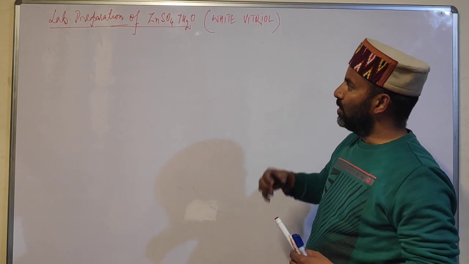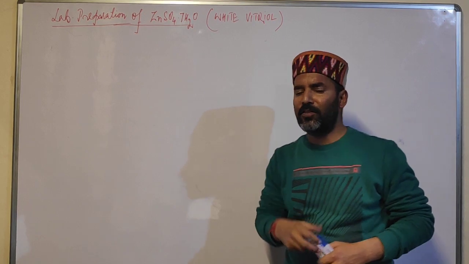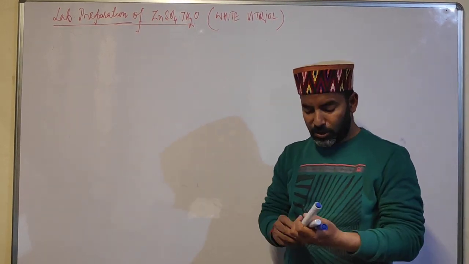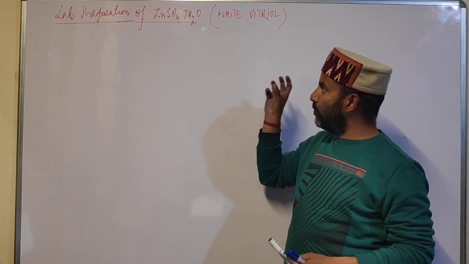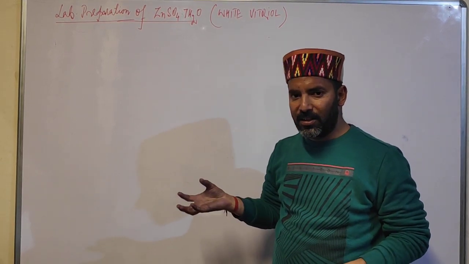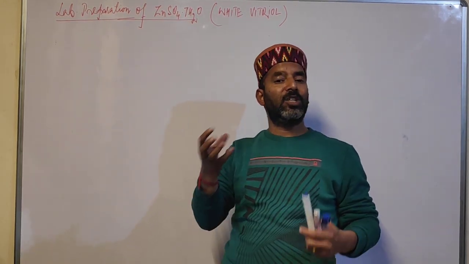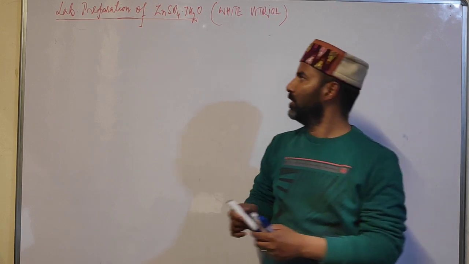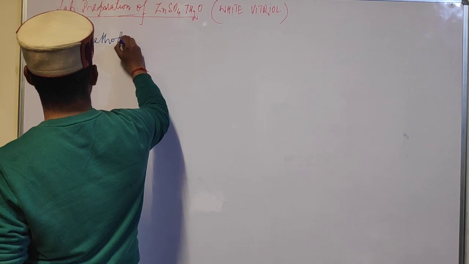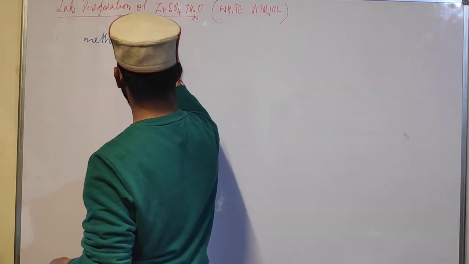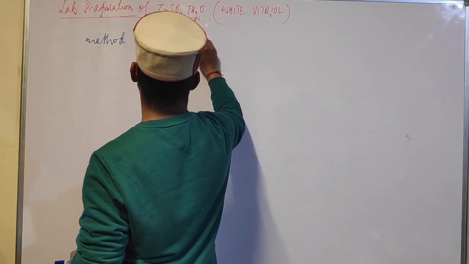Now students, how do we prepare zinc sulfate? Again, we have learnt that zinc sulfate, in fact all sulfates, are water soluble, so zinc sulfate is also water soluble, and since zinc is a highly active metal, the zinc salts can therefore be prepared by a displacement or substitution reaction. So the method used for the preparation of white vitriol crystals is what? Displacement method, or we say substitution method.